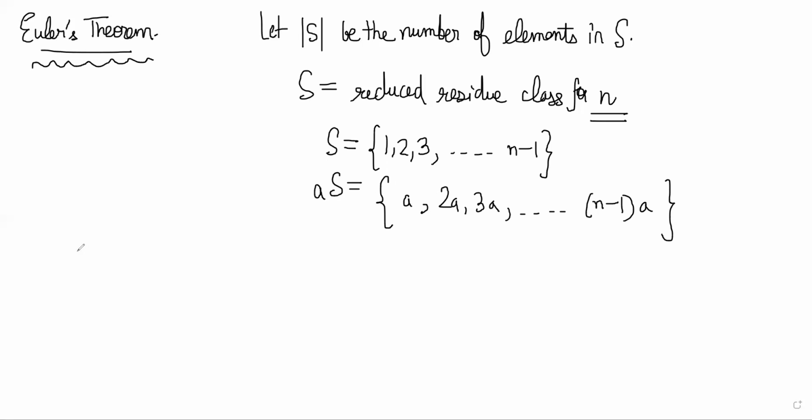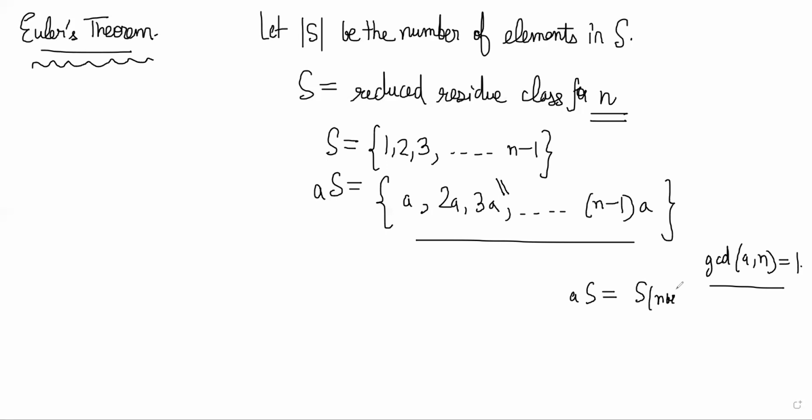Correct. Now, what we can say is this set is equal to this set. We have shown that as long as GCD of A and N is 1, the set AS will always be equal to the set S mod N. So again, we multiply here: A into 2A into 3A into (N minus 1) into A should be congruent to 1 into 2 into 3 till N minus 1 mod N.